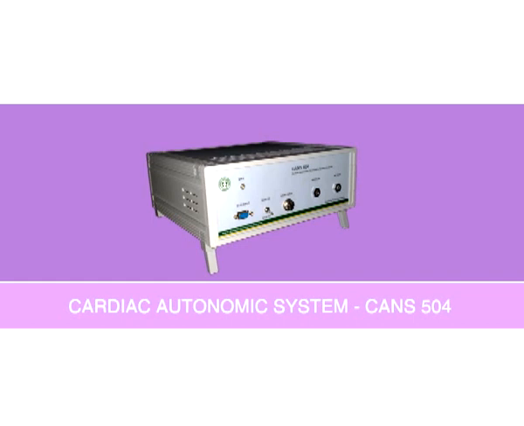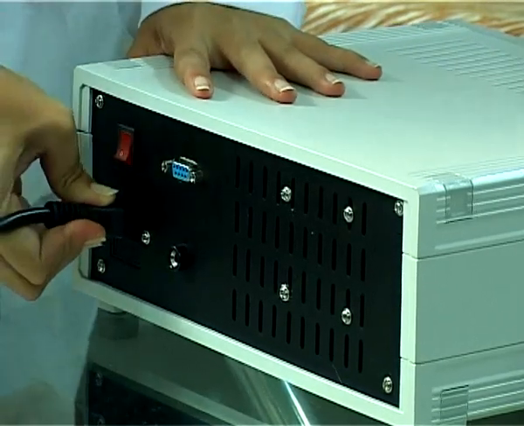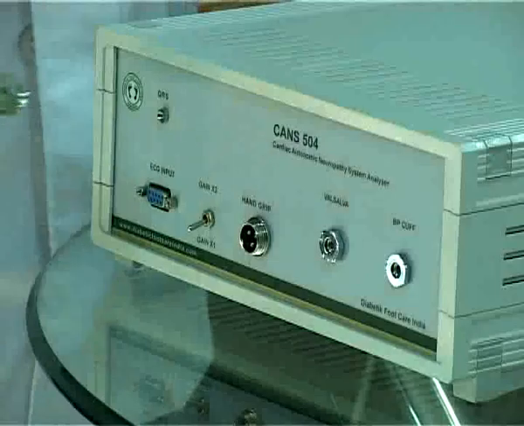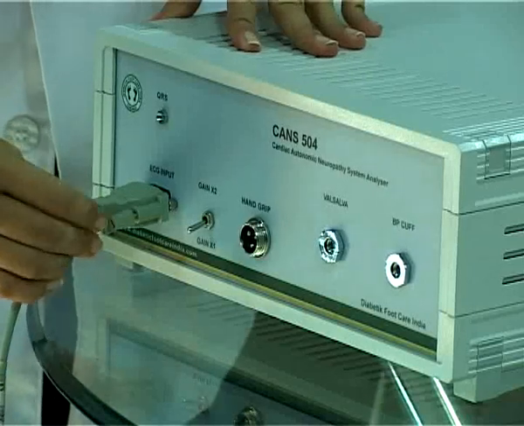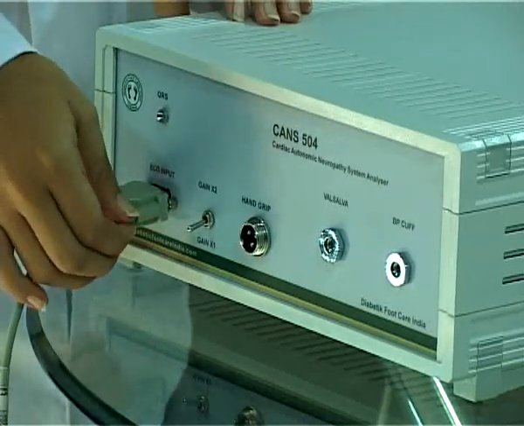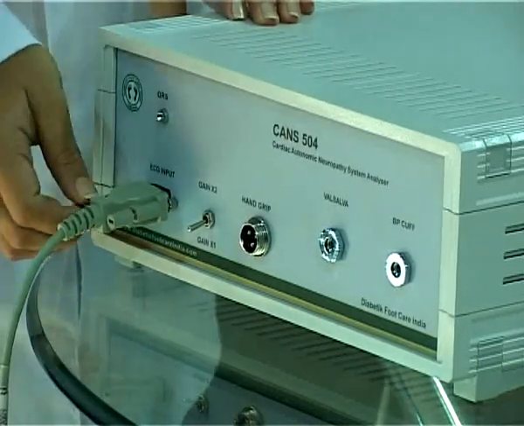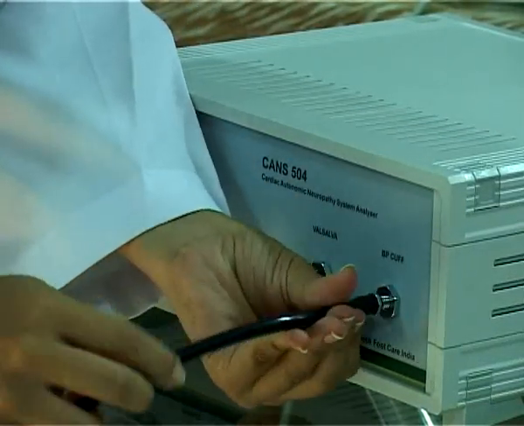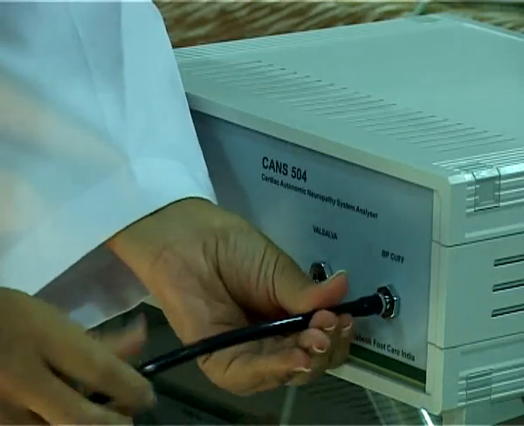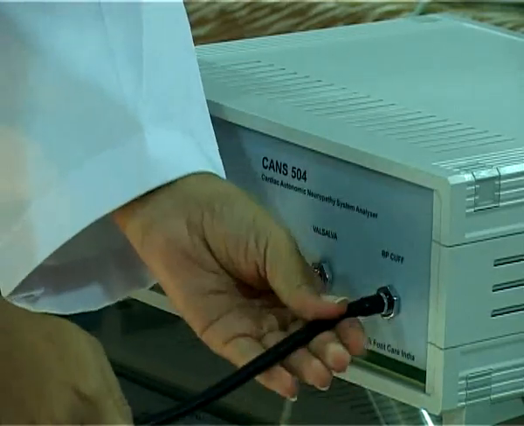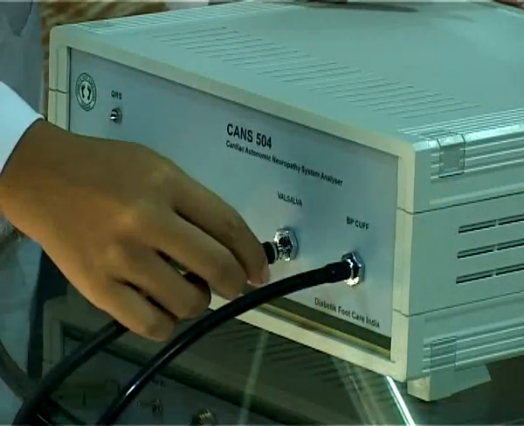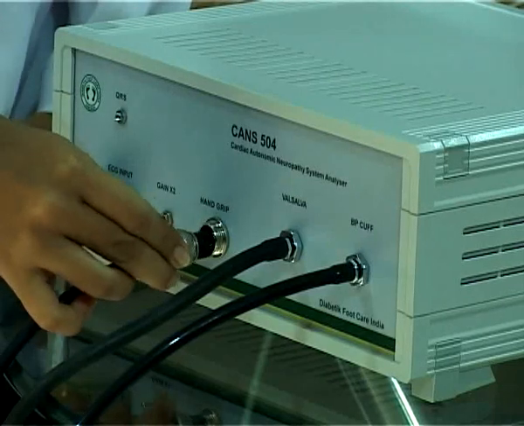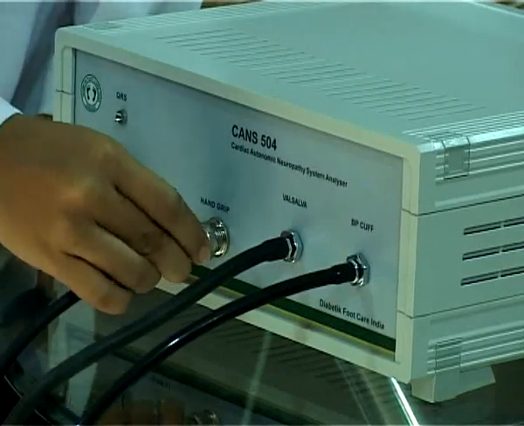CANS504. Connect the mains cable back of the machine and the other end to the power socket. Connect the ECG cable, BP cuff connectors, Valsalva, hand grip at the appropriate slot.